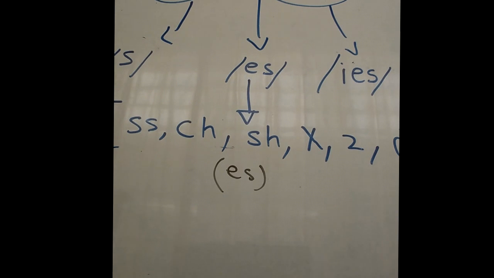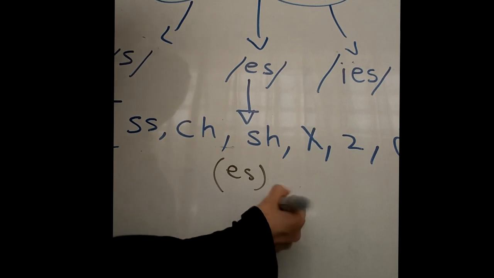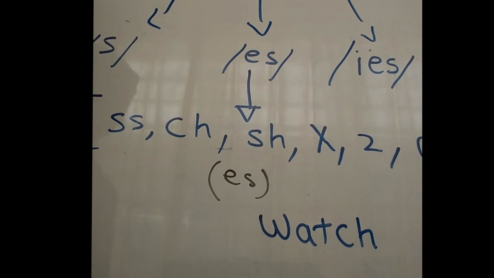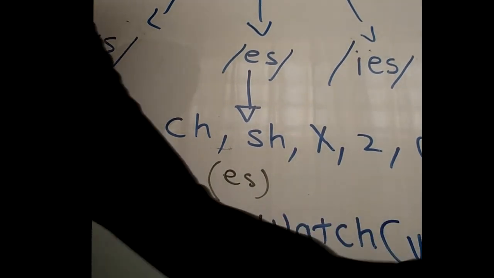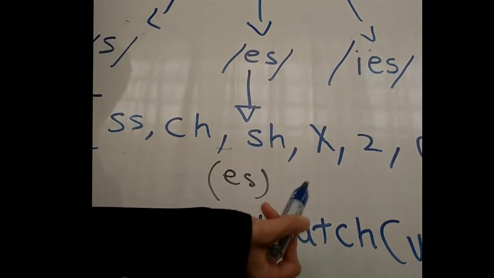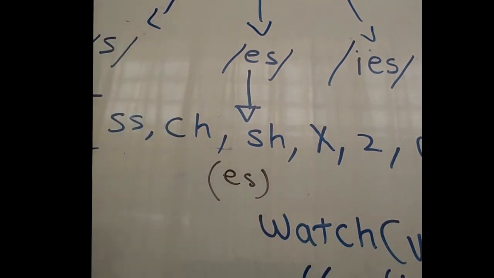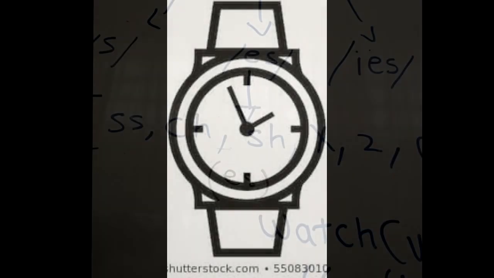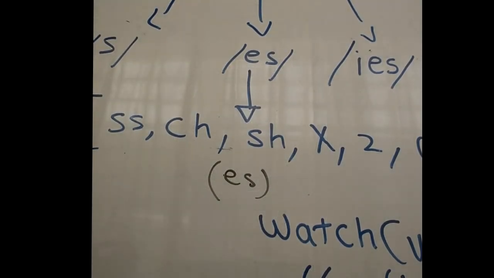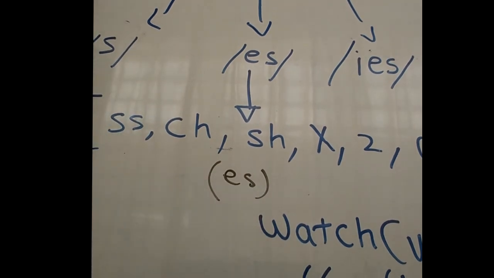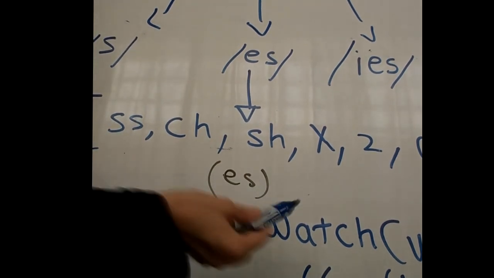For example, if we have watch, this is the verb, by the way. You have to be very careful between the use of watch as a verb and watch as a noun. As a noun is the watch that we have on our hands, just to check the time. But watch as a verb is like when you watch a TV. So here we have watch as a verb.